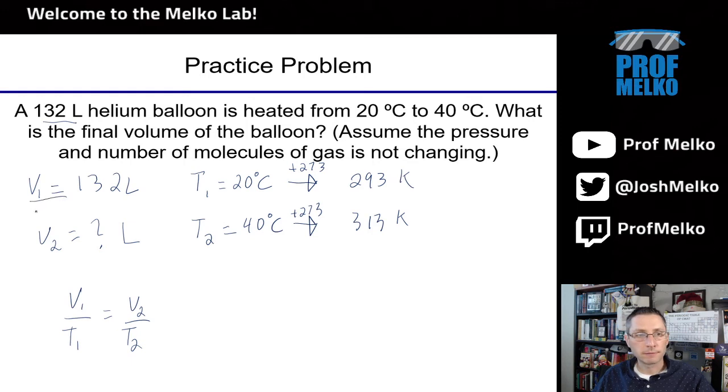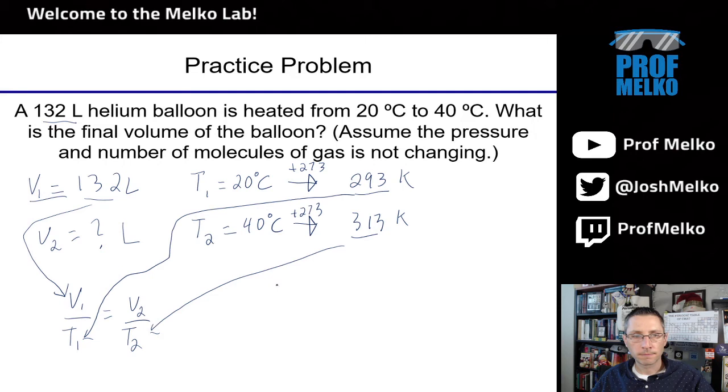And now I can substitute these in my formula. Here's V1. This 132, I'm going to put in here. Here's 293. I'm going to put that in here. And here's T2. I'm going to put that in here. All right, so 132 liters over 293 Kelvin equals V2, what I'm trying to solve for, over 313 Kelvin.